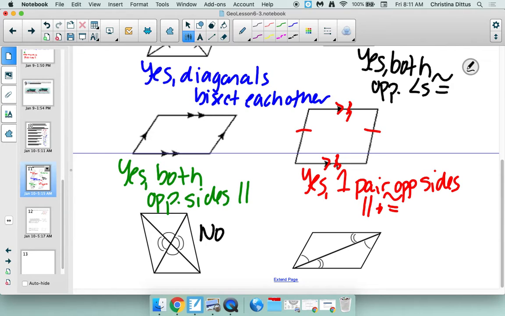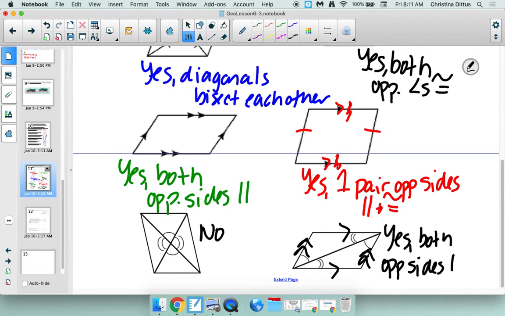Those are alternate interior. Yes, alternate interior angles mean that I have what kind of lines? Not congruent. Parallel, yes. I said that the first one. So alternate interior angles means these lines are parallel and these lines are parallel. So now that I have those labeled, do I have a parallelogram? Yes. Because both opposite sides are parallel.